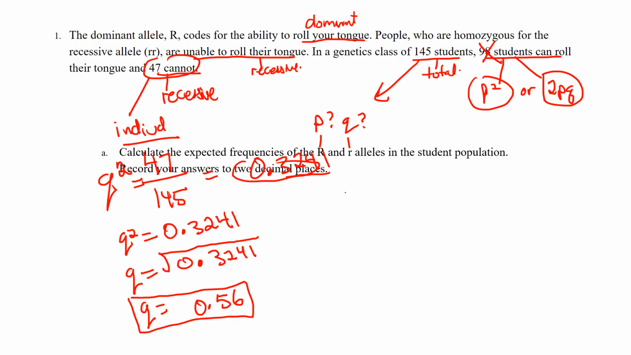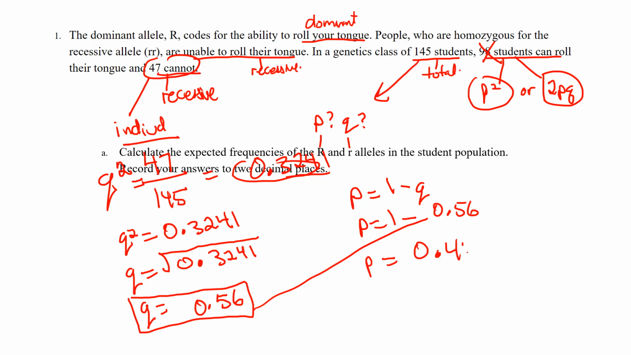Now, like I said, once we have Q, we can easily find P. And we do that using this little formula, 1 minus whatever Q is. So just to rewrite that, 1 minus, and we've already determined this to be 0.56. And P equals 0.44. 2 decimal places. And there's our 2 answers. Okay, any issues, give me an email and we'll go over it. Thanks, guys.